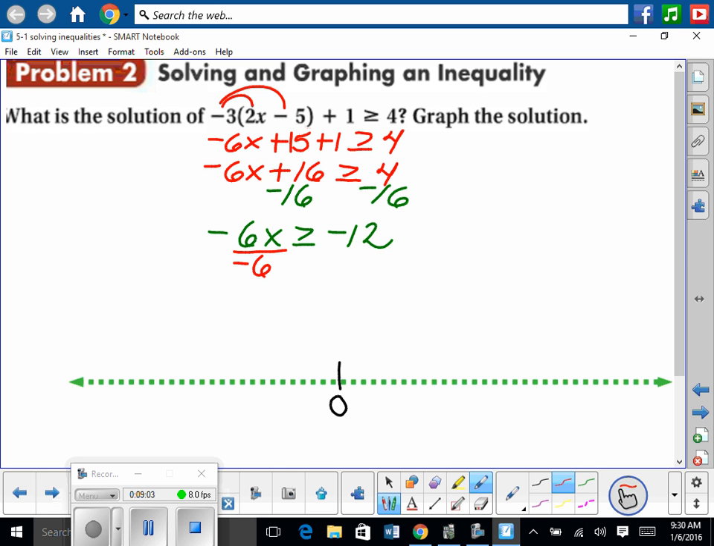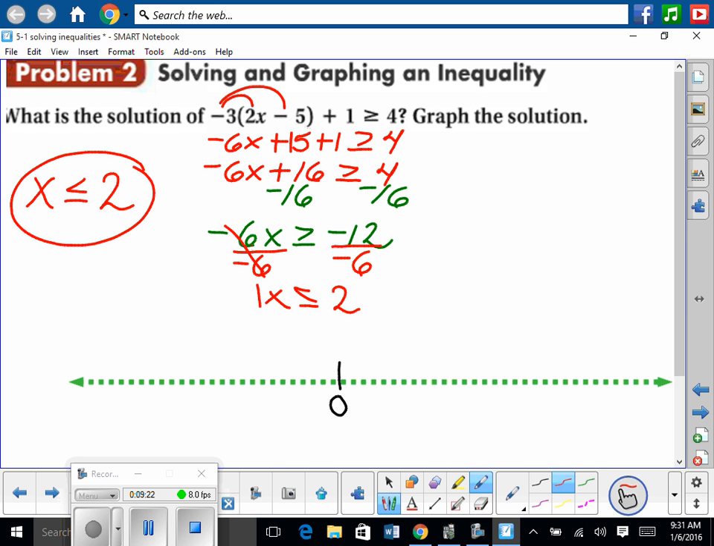Then from there, how do we get x alone, last step? Divide both sides by negative 6, and oh, there's the key. We've got to flip. So we have 1x, and now we have to flip the inequality because we divided by a negative. Less than or equal to what? 2. You're awesome. So really we just have x is less than or equal to 2. There's our answer, but we want to show on a number line what that means.